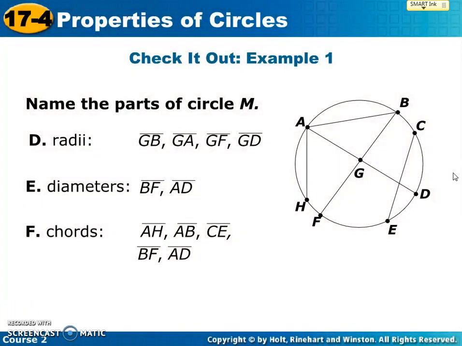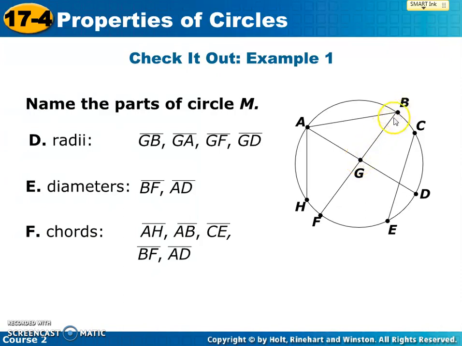All right, so here's another example. Let's just take a look. You don't need to write this down, but let's just take a look and see what's happening here. Name the parts of the circle, and we have circle G here. So our radius, we're looking from G to the outside. So segment GB, segment GA, segment GF, and segment GD. All right, so those are all radii.